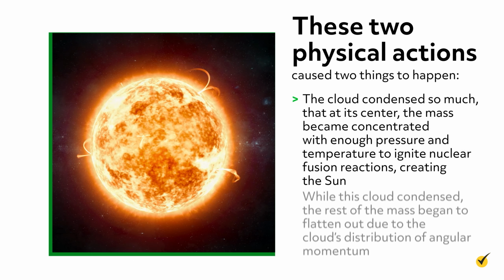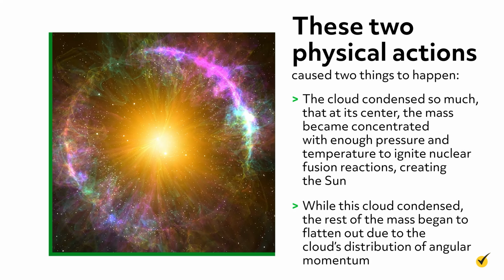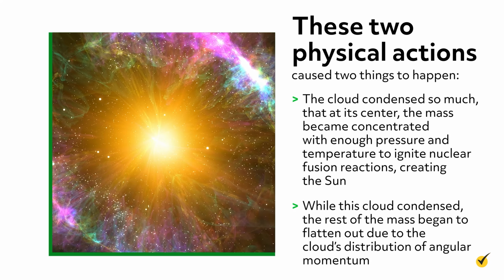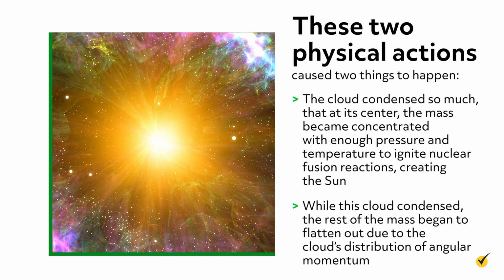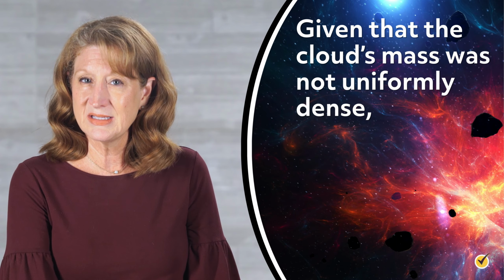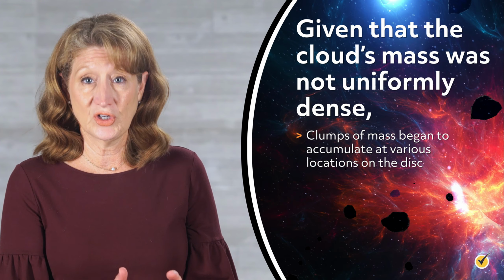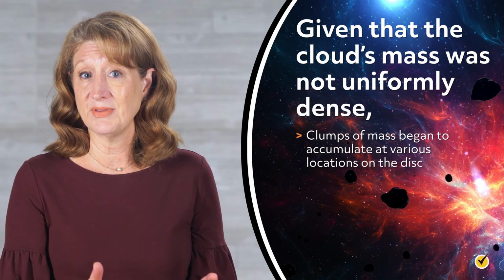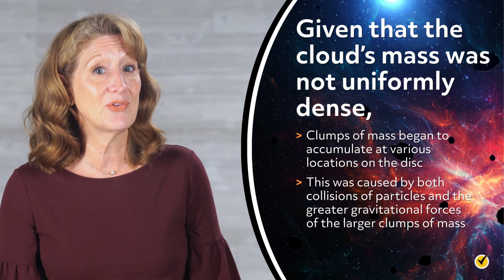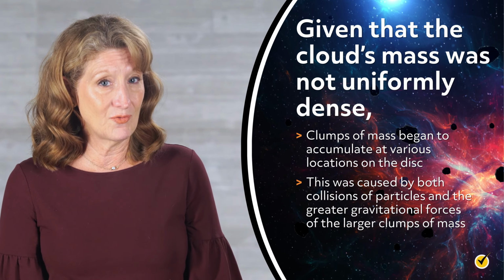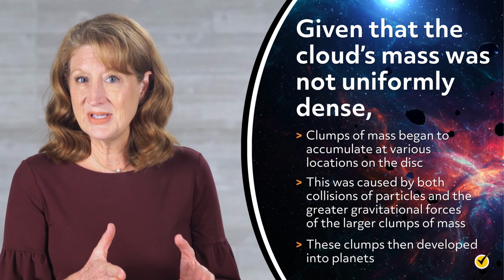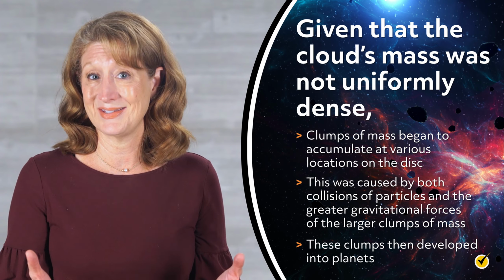Second, while this cloud condensed, the rest of the mass began to flatten out due to the cloud's distribution of angular momentum. Given that the cloud's mass was not uniformly dense, clumps of mass began to accumulate at various locations on the disk. This was caused by both collisions of particles and the greater gravitational forces of the larger clumps of mass. These clumps then developed into planets.